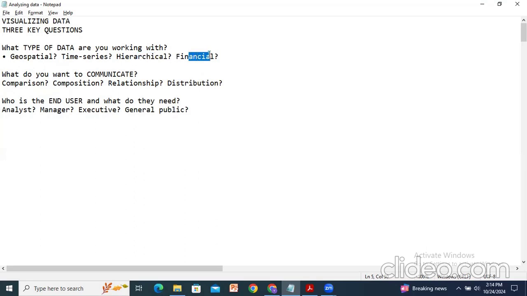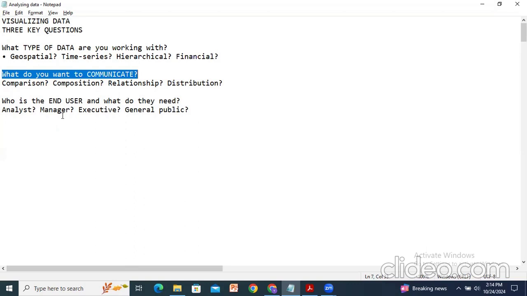Financial data is mainly data about money, for example revenue. We'll use bar charts or waterfall charts to represent this data. The second question is: what do you want to communicate? That is, how we represent the data to the end user in an understandable way, like comparison, composition, relationship, or distribution.